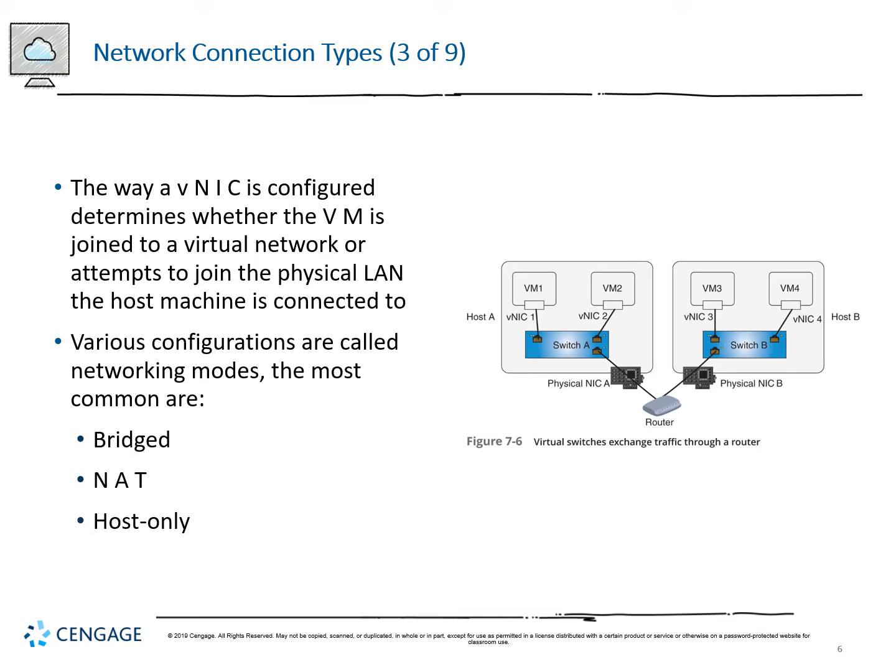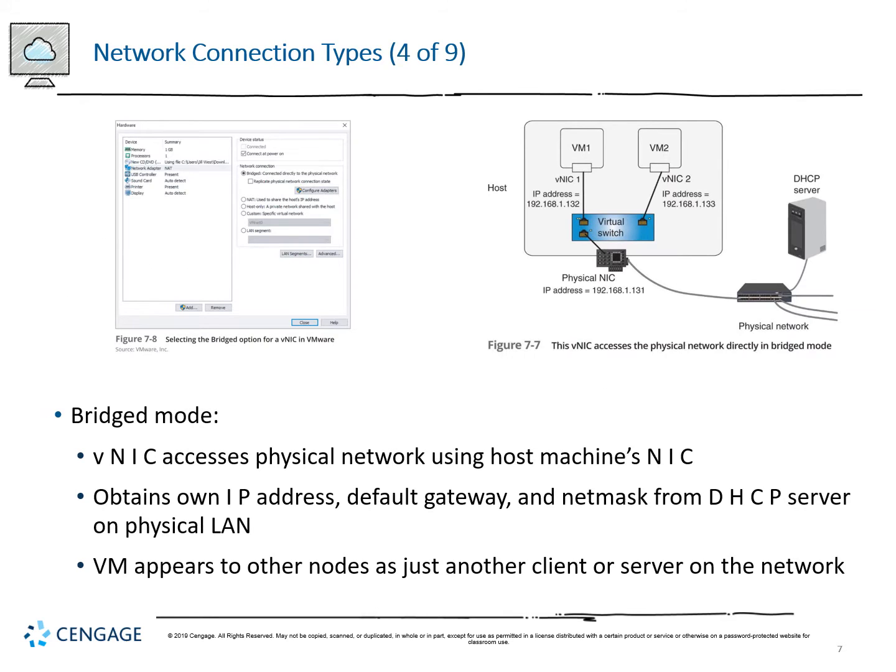There are a number of configurations called networking modes. The most common are bridged. Then we have NAT, network address translation, and what we call host only. Bridged mode is where the vNIC will access the physical network using the host machine's NIC. It obtains its own IP address, its own default gateway, and its subnet mask from the DHCP server on the physical LAN. So it's not relying on the virtual switch internally at all. The VM appears to nodes as just another client, so there's no indication that it is actually a VM.